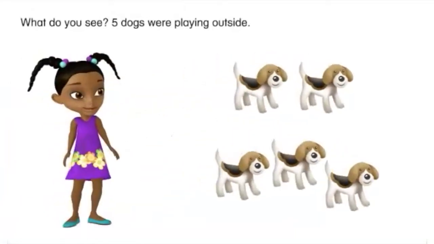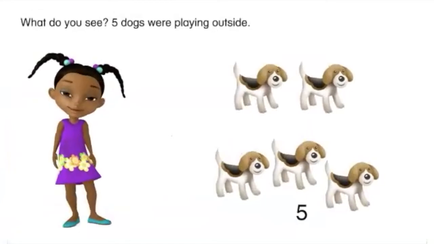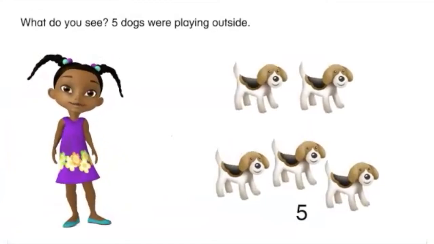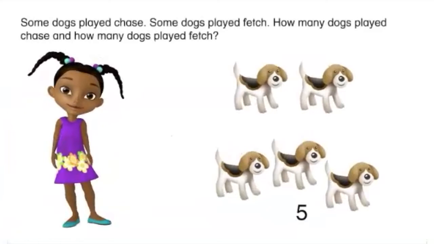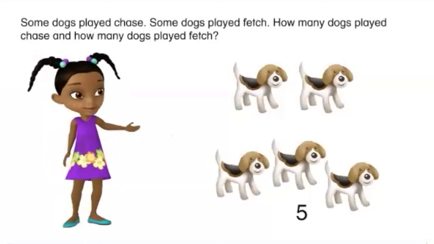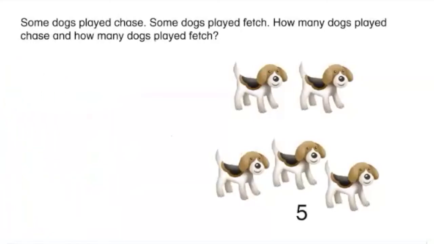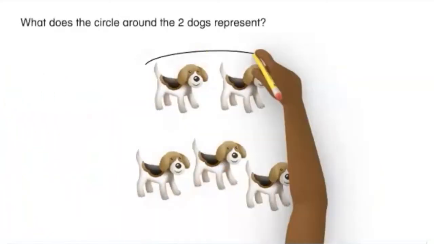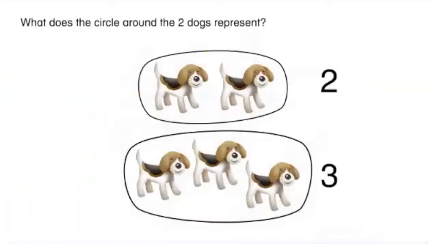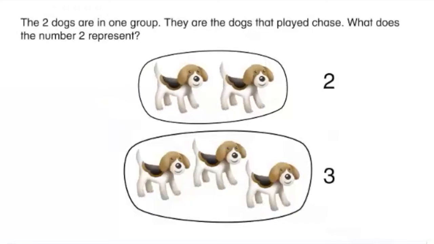What do you see? 5 dogs were playing outside. I like to watch the dogs play. Some dogs played chase. Some dogs played fetch. How many dogs played chase and how many dogs played fetch? What does the circle around the 2 dogs represent? The 2 dogs are in one group. They are the dogs that played chase.